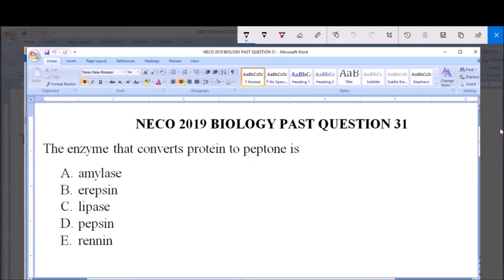I will be answering NECO 2019 Biology Past Question 31. The enzyme that converts protein to peptone is A. Amylase, B. Erepsin, C. Lipase, D. Pepsin, and E. Renin. So we are asked for the enzyme that converts protein to peptone. Now these peptones are polypeptides.